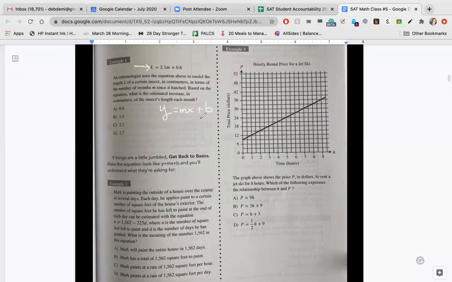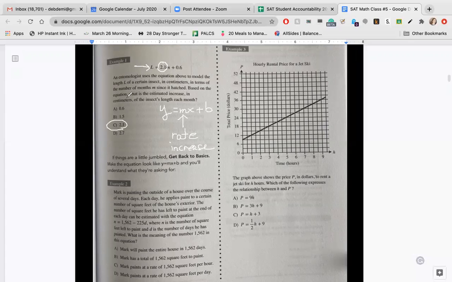So you have to know what each part is. If it's an increase, it's going to be per month, it's going to be your slope. So this is going to stand for your rate, which is the rate of increase, or you can just call it the increase. And so the answer is the number in front, that's your slope, the m. So that's why the answer is just 2.1.